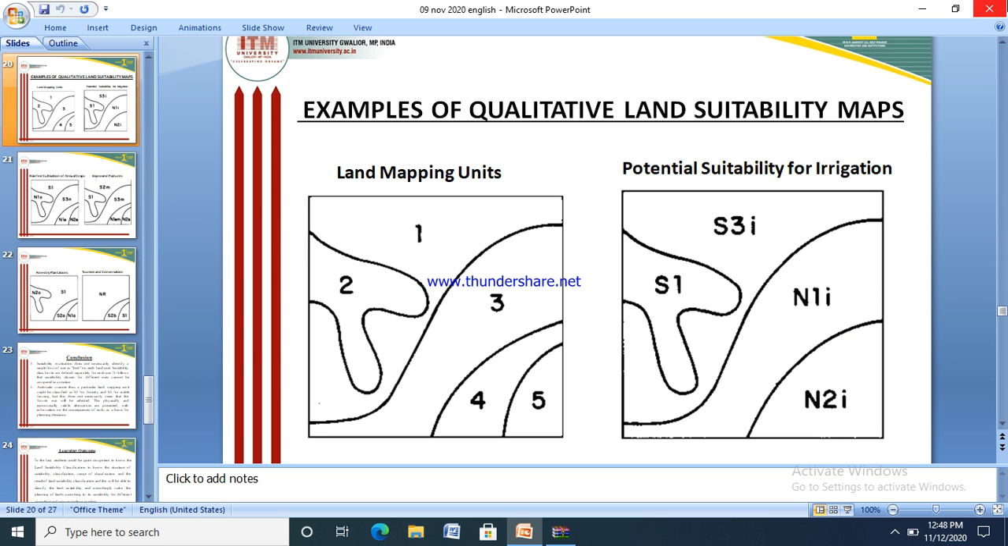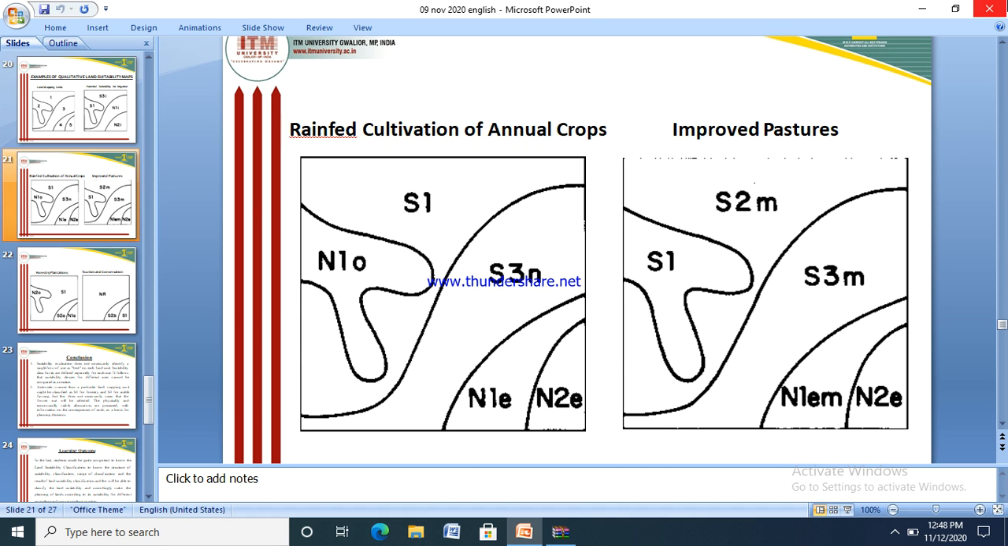So there are some examples of these land suitability classes. First is land mapping units. They are denoted by 1, 2, 3, 4, 5. Potential suitability for irrigation is denoted by S1, S3I, N1 and N2I. Rainfed cultivation is denoted by S1, N1, 0. This N1, 0 is not suitable for crop practices. S3N, N1E and N2V, this is an eroded area where cropping patterns should not be allowed.